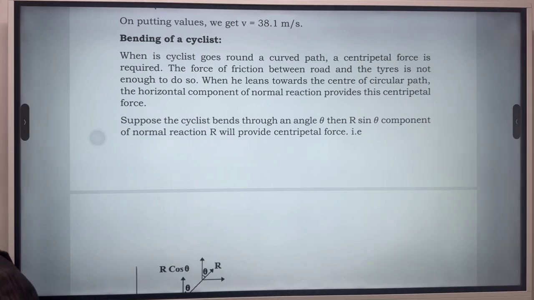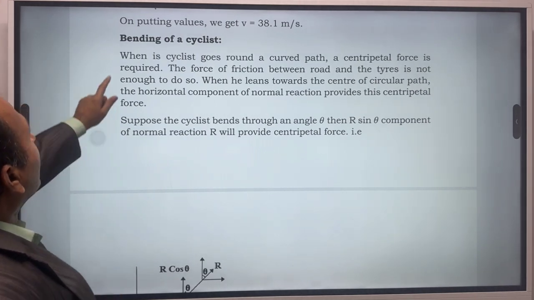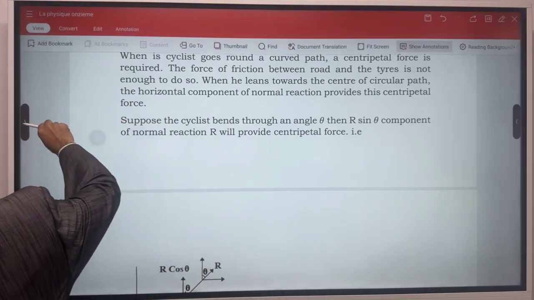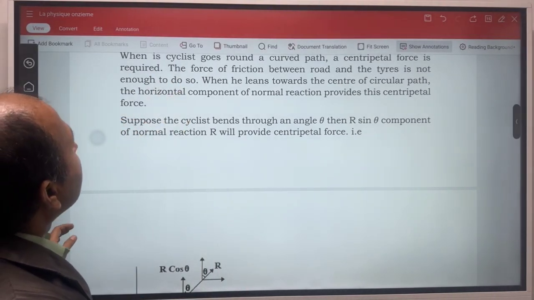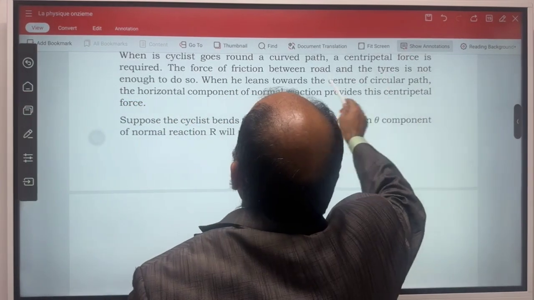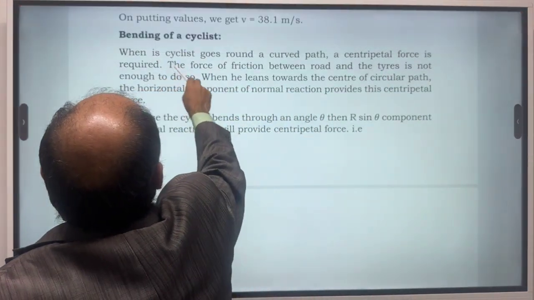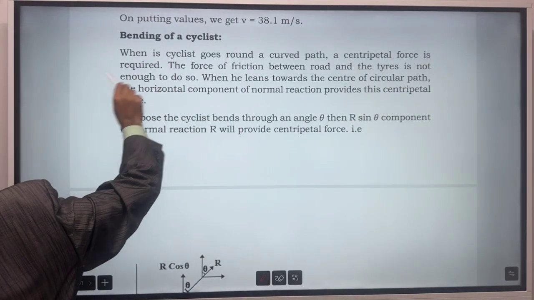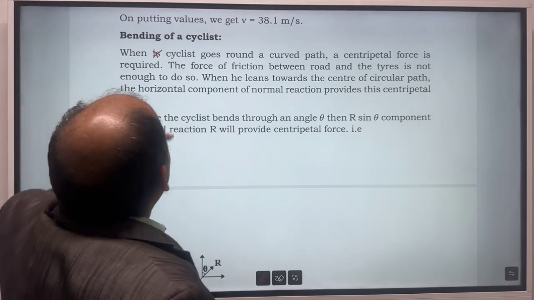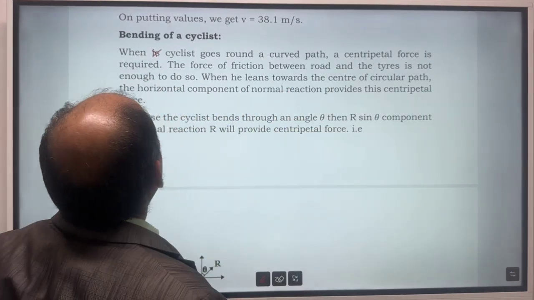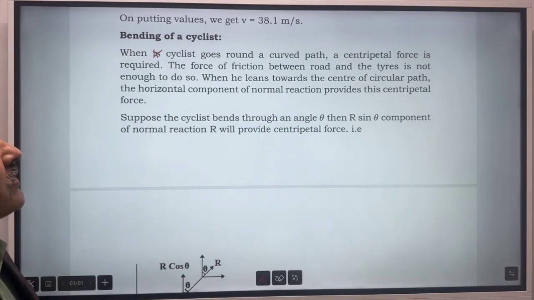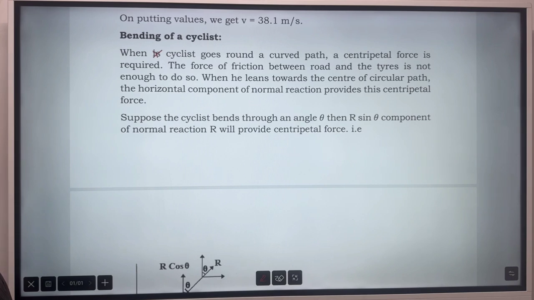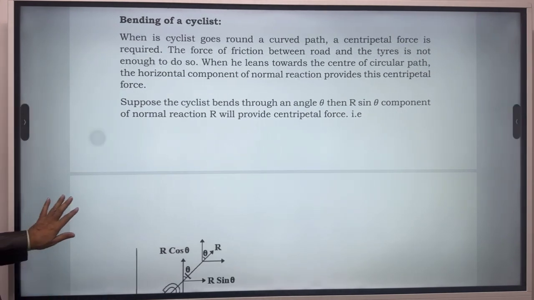Now there is another situation, that is bending of a cyclist. When cyclist goes around a curved path, a centripetal force is required. The force of friction between road and the tire is not enough to do so. When he leans toward the center of the circular path, the horizontal component of the normal reaction provides this centripetal force. So here situation is shown.